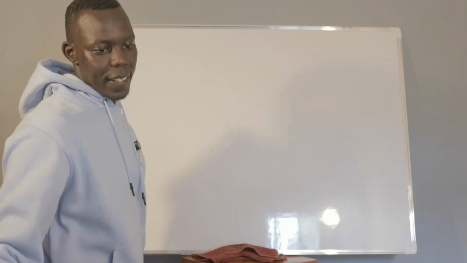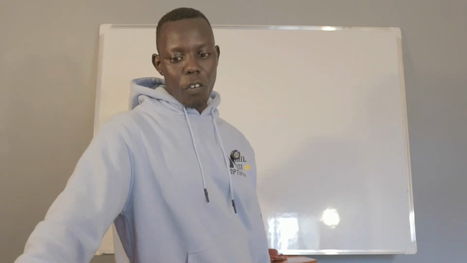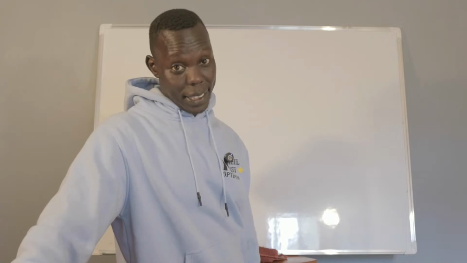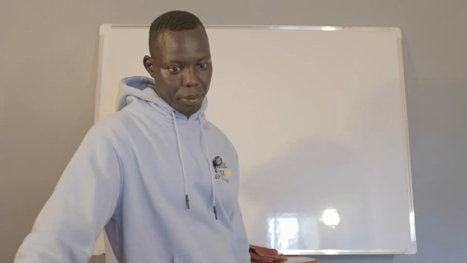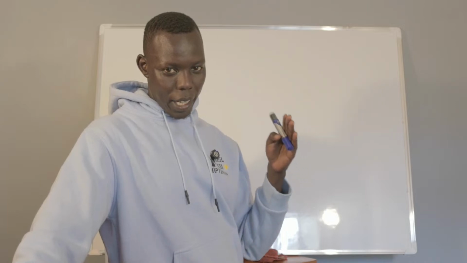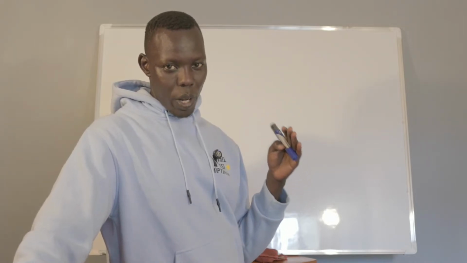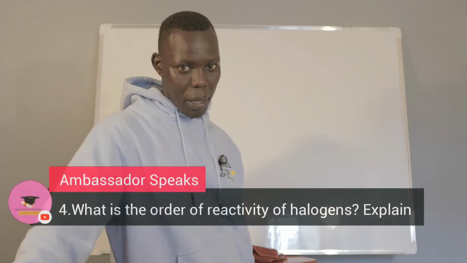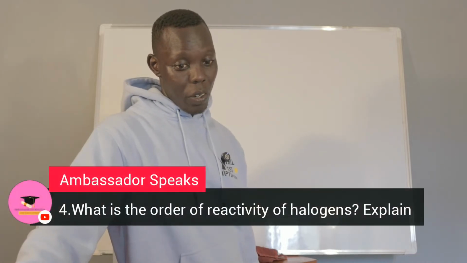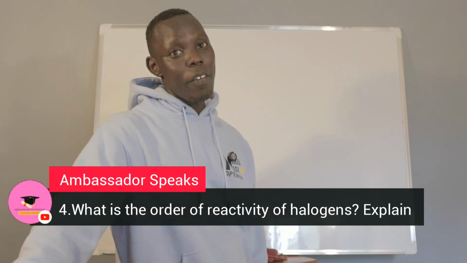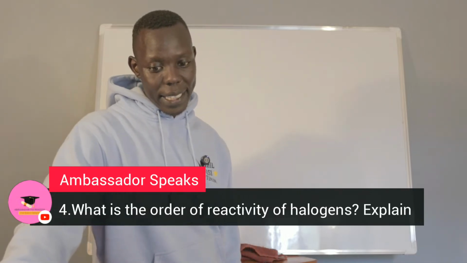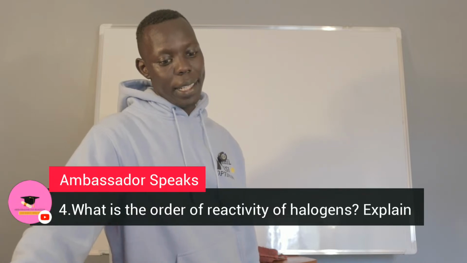As the atomic size increases in halogens, the forces of attraction also increase. That is why we go from a gas to a solid. Are you together? As you move from fluorine to chlorine, then bromine, then iodine, the forces of attraction increase as you move down the group.